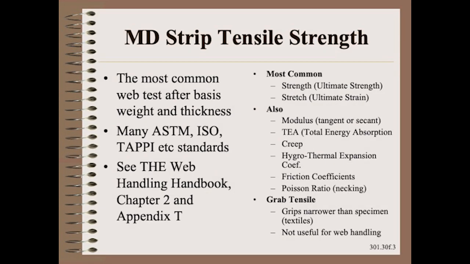MD strip tensile strength is the most common web test after basis weight and thickness. There are many standards prescribing how to do this testing. See Chapter 2 and Appendix T of the Web Handling Handbook for details. There are also other material properties that can be obtained from the same machine by reconfiguring the software.